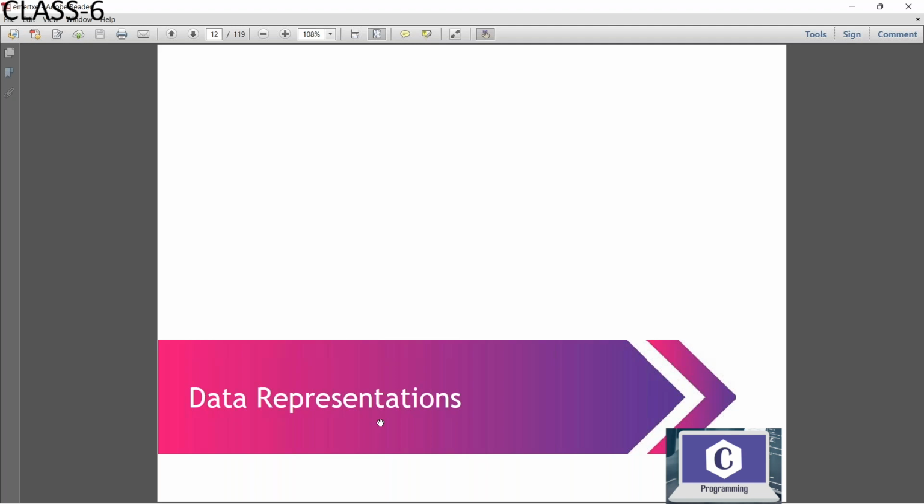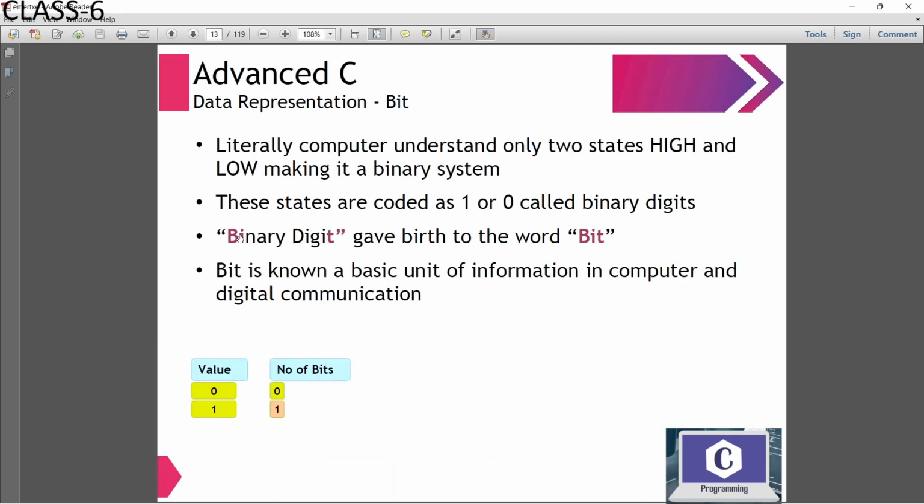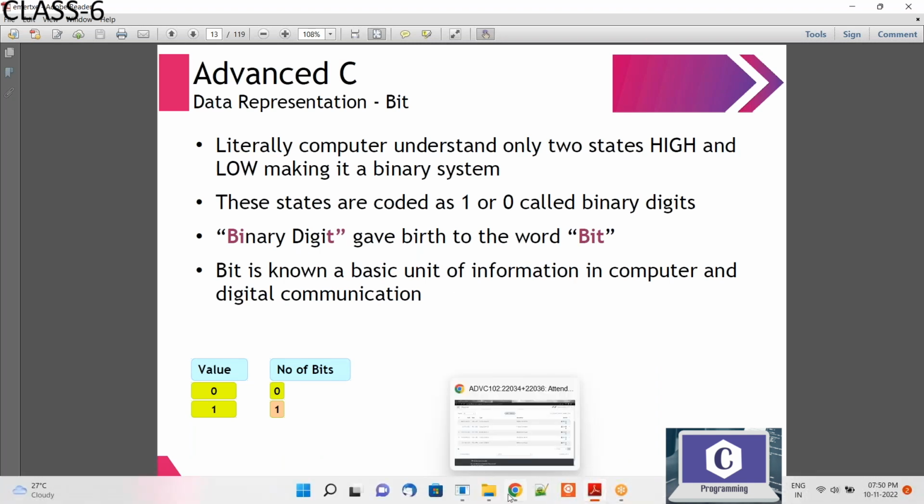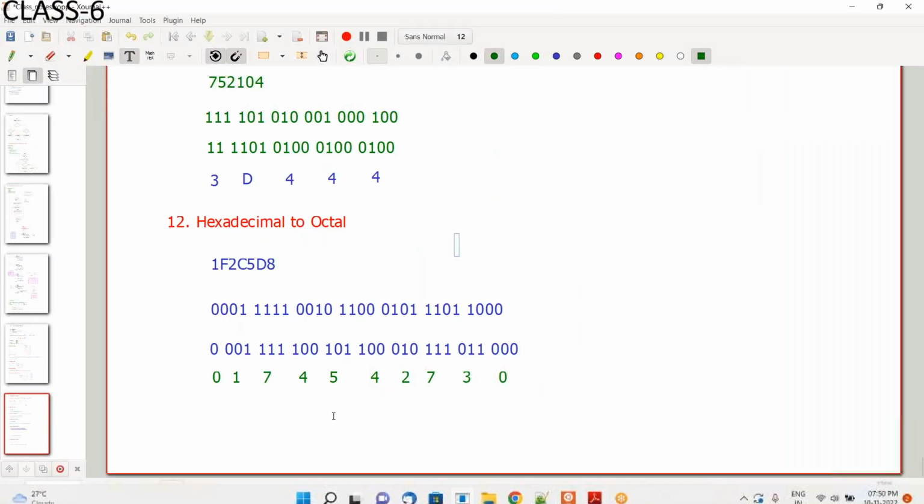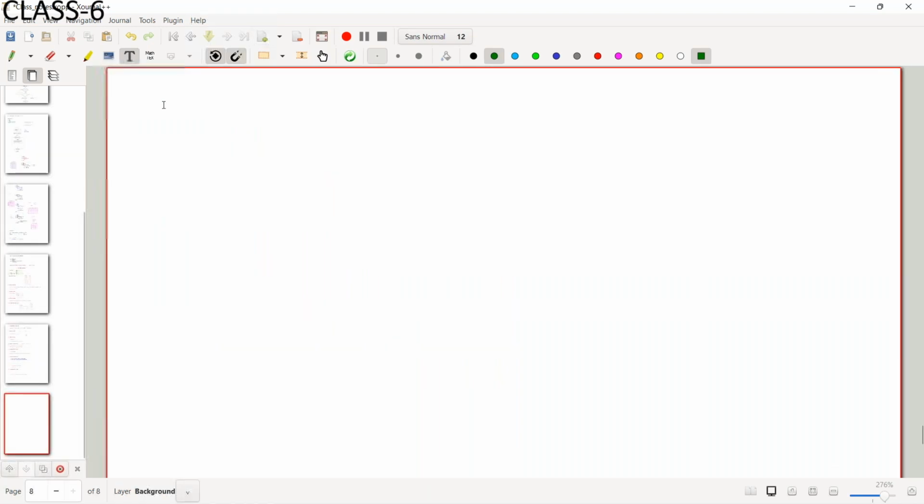Now the data representation. I told you that a binary digit, in short, is called a bit. So whatever data we store in our system, suppose I want to store the character A. Our systems cannot store it directly as the character A itself. So what is in fact happening there? It can store only as 0 or 1.